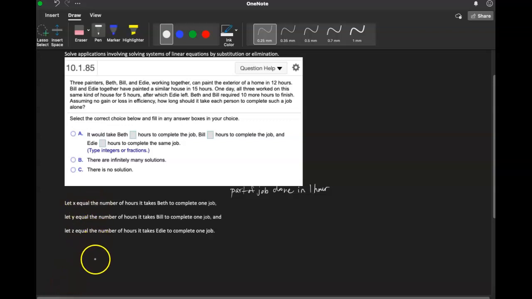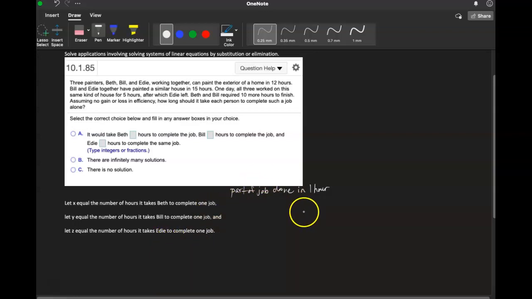In this problem, we're going to write a system of equations to solve a scenario example here. And if you haven't already, pause the video to read this entire problem. One of the first things that we see is we don't know the amount of time that each individual was working on this project. So we will let some variables here, x, y, and z, represent the number of hours it takes each of those individuals, Beth, Bill, and Eddie, to complete one job.